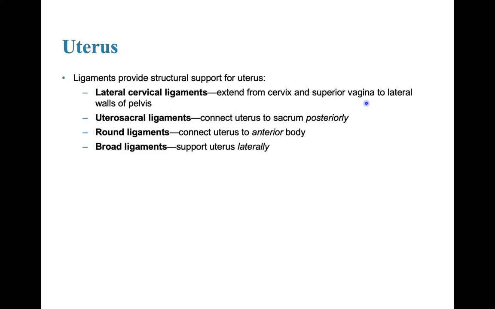The uterus will be held in place and supported by various ligaments. The lateral cervical ligaments will extend from the cervix to the superior vagina to the lateral walls of the pelvis. The uterosacral ligaments will connect the uterus to the sacrum posteriorly. The round ligaments will connect the uterus to the anterior body, and the broad ligaments, which will support the uterus laterally.